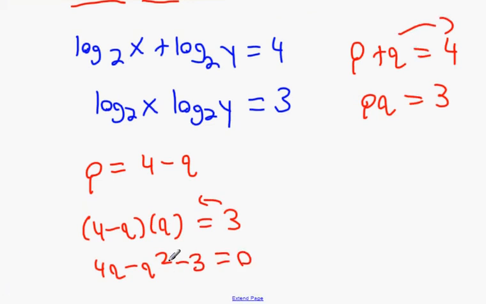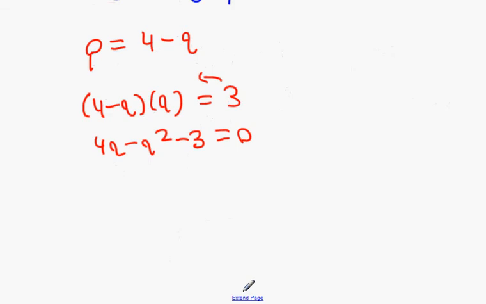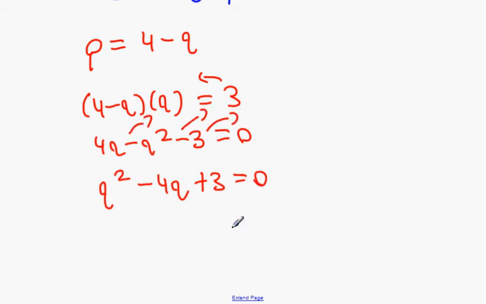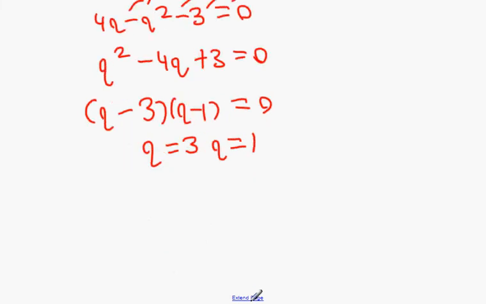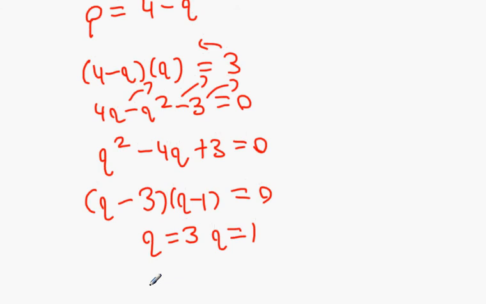At the same time, I'm going to multiply them by minus 1, and then I'm going to arrange them in order of q squared, followed by q, followed by the number. It's going to be q squared minus 4q plus 3 equals 0. Same thing as switching them all over the other side. Okay? Factorize: q minus 3, q minus 1 equals 0, q equals 1, q equals 3. If q equals 3, p is 4 minus q. That means p equals 1. And when q equals 1, p equals 3.